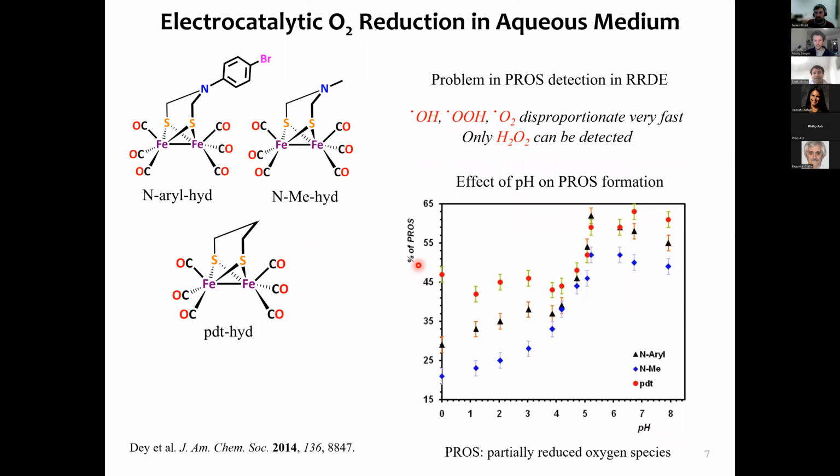When they plotted the percent of ROS formation with pH, they observed that after a certain pH, like after pH 4, the ROS formation decreases, and at pH 0, the ROS formation is minimum, around 25% or even lower, in the case of these 2 complexes. While in the case of this complex, the ROS formation is more than 45% even at pH 0. So this indicates that there must be an important role of the azadithiolate nitrogen atom.